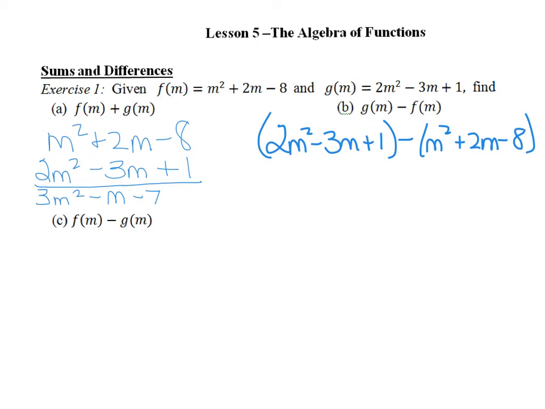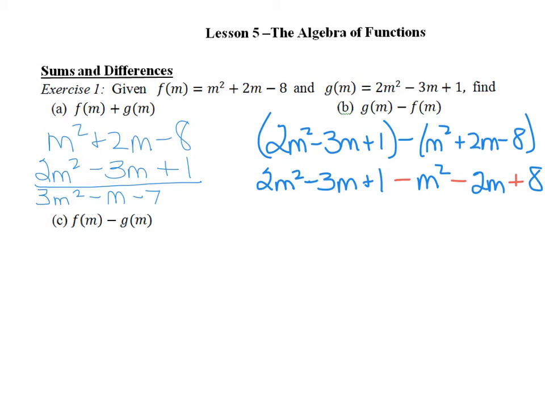Now, since we are subtracting, we could also go through and change all of the signs in the second polynomial to their opposites. So we could rewrite this as 2m squared minus 3m plus 1, and then change this to a minus m squared. I would also have a minus 2m. And because we're subtracting a negative 8, that would be plus the number 8.